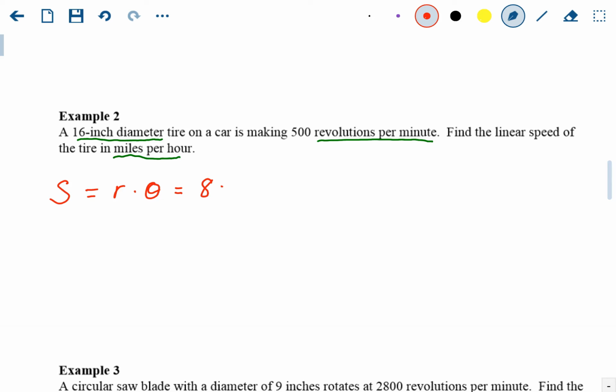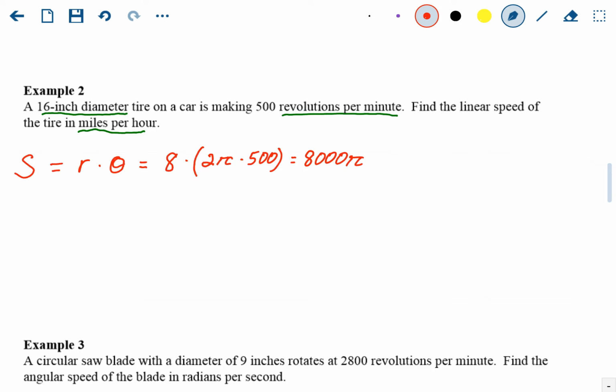And just like before, our theta is going to be 2 pi, which means all the way around the circle, times how many revolutions does it go? How many times does it go all the way around the circle? Okay. Well, in this problem, it's 500. Okay. So our arc length is going to be 8 times 2 pi times 500, which is 8,000 pi. Okay. Inches.